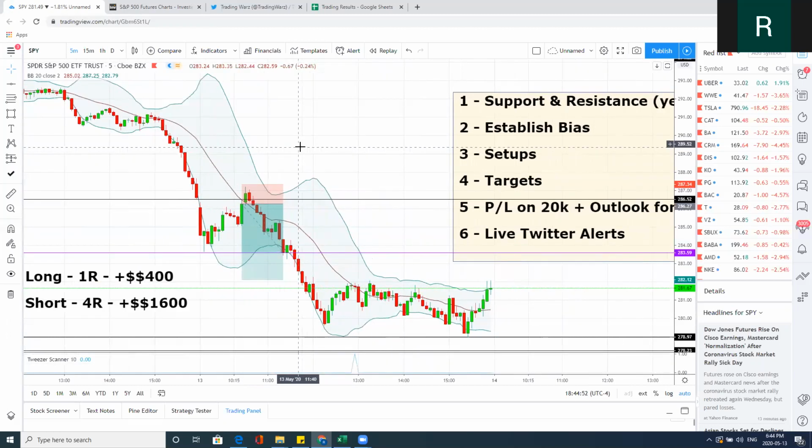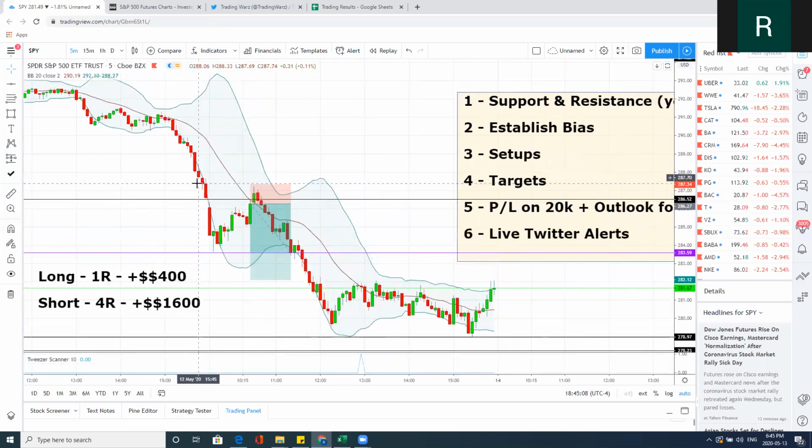And I'm going to be completely honest with you guys. Today, I took this entry, got stopped out. Unfortunately, I was not able to capitalize on the high of the day. And that's something I'm going to talk about a little bit later. But if you had actually just looked at the regular trading hours chart, we established the bias of going short.